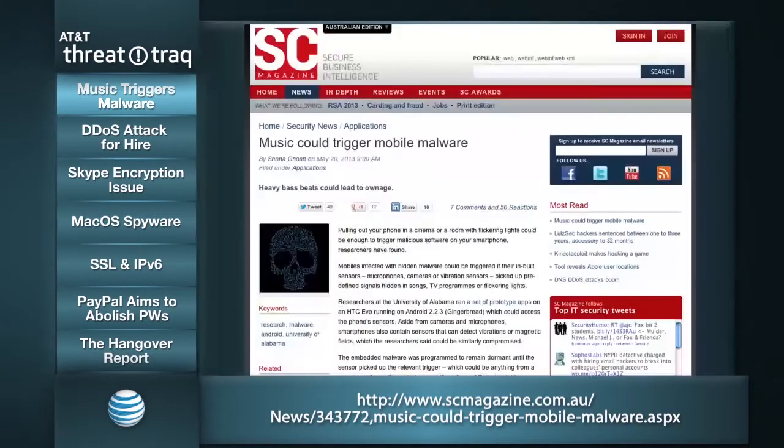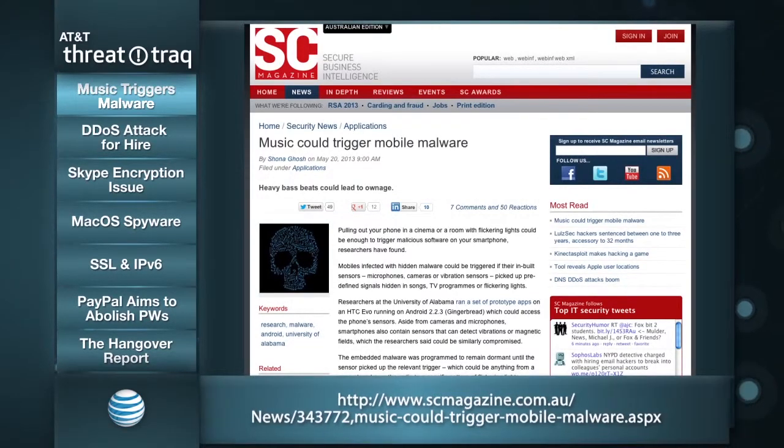Sure thing. Researchers at the University of Alabama released a paper recently stating that there are specific ways to trigger malware on mobile phones. It's gotten a lot of heat, actually. What they're proposing is that it's possible for the malicious functions of the malware to be triggered using sound, light, and vibration sensors on the phones.